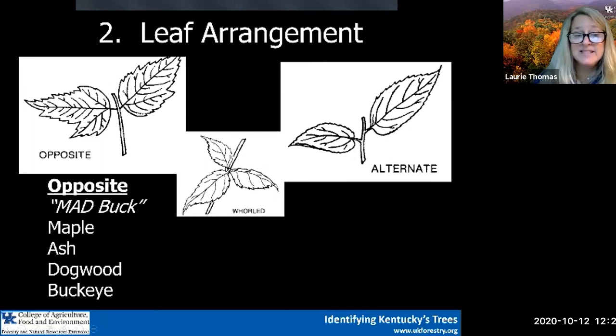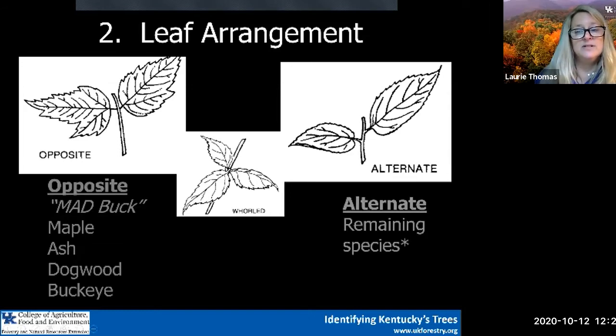And the nice thing about this is we only have four groups of trees. Now, there are more than four species, but we have four groups of trees that have oppositely arranged leaves. We have our maples, ash, dogwood, and buckeye. So if you can remember that mnemonic, MAD Buck, you can remember the native trees that have oppositely arranged leaves. Those are going to be right across the stem from one another: maples, ash, dogwood, and buckeye. All the remaining ones, with one exception, are going to be alternate.